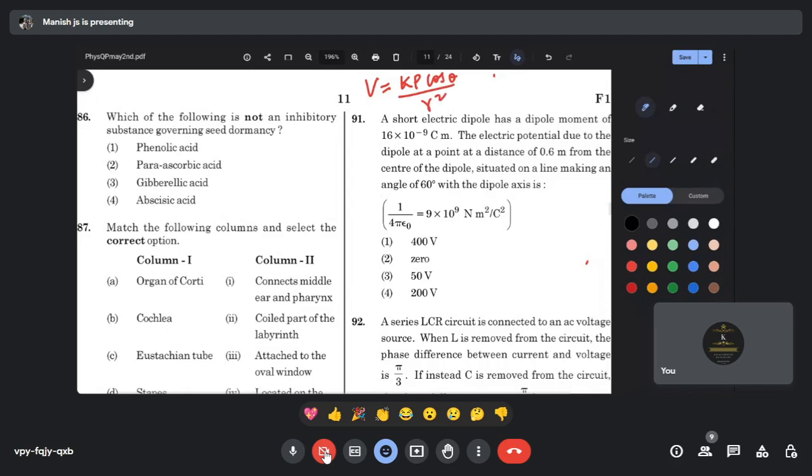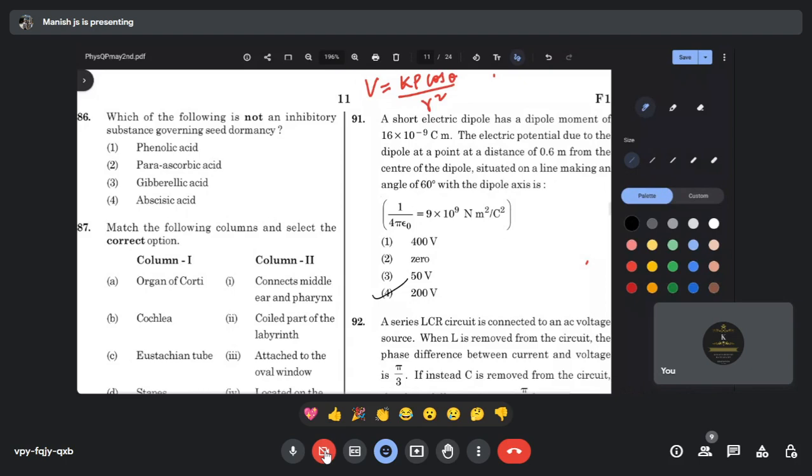Come on, try using this formula. Theta is 60. Take k directly, k is 9 into 10 power 9, already given in the question. p, the dipole moment, is also specified in the question. Fourth option, sir. Okay. Did you simplify? You got the answer. Yes, sir. How much is it? 200 V, sir. 200 you are getting. Okay, 200 is correct.